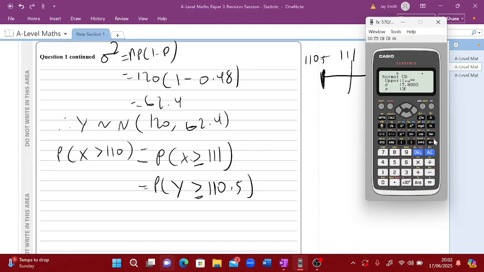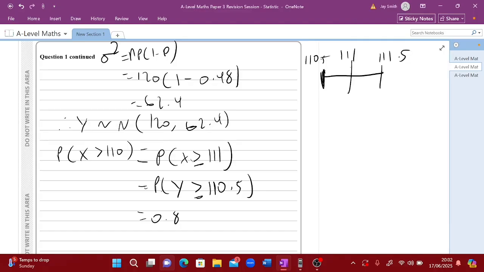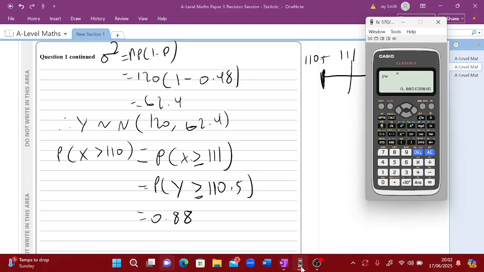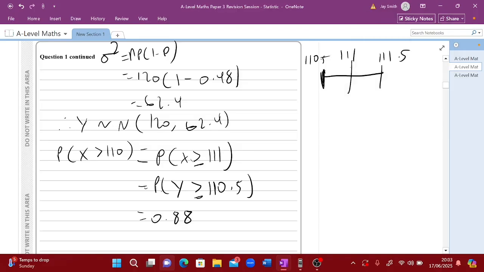Then mu would be 120. And so the probability we get is this: 0.88543 dot dot dot, and that is a 5. There we are. Cool.